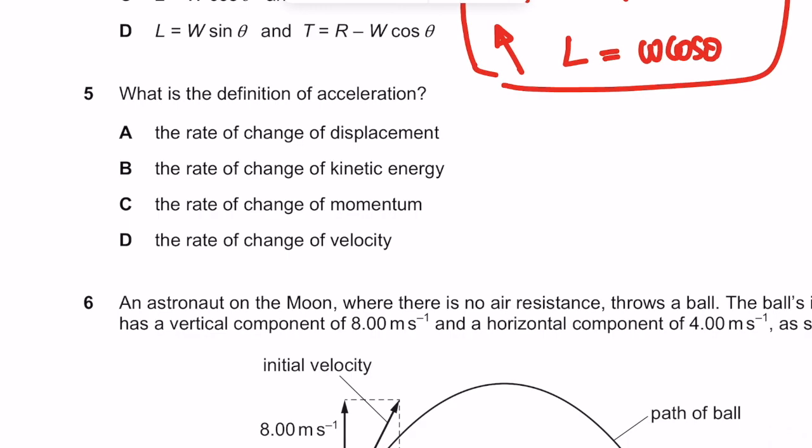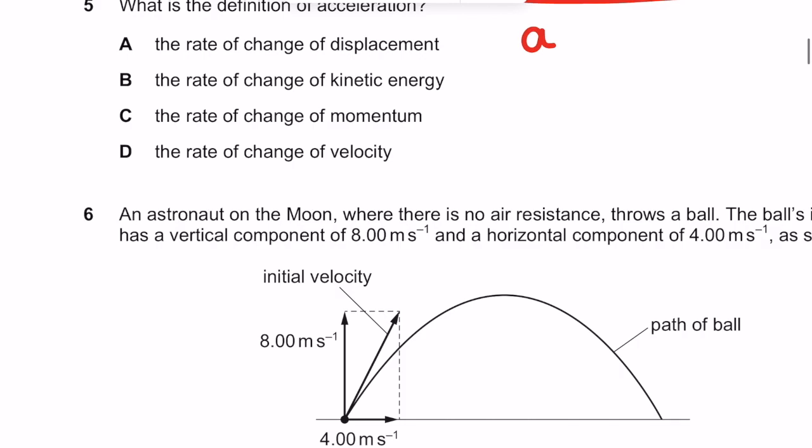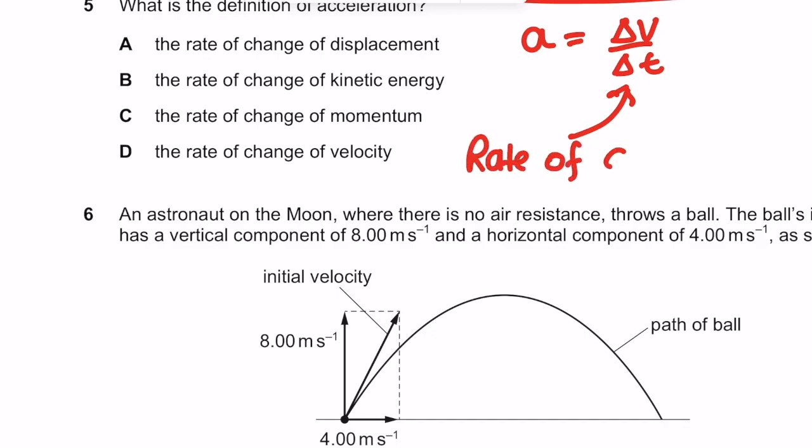Question number 5. What is the definition of acceleration? Definition is delta V over delta T. How do we read this? Rate of change of velocity. So that's just a question where they check your memory. So answer is D.